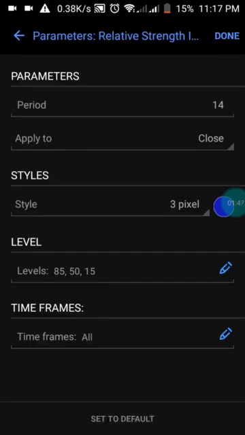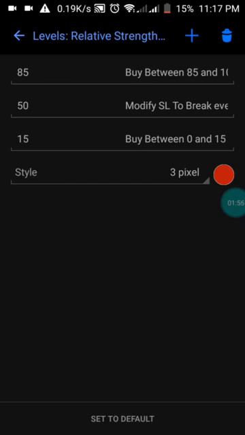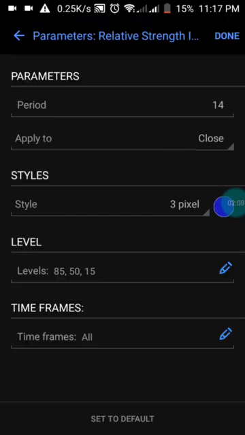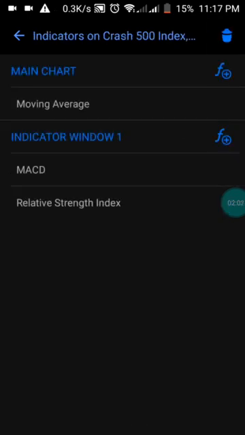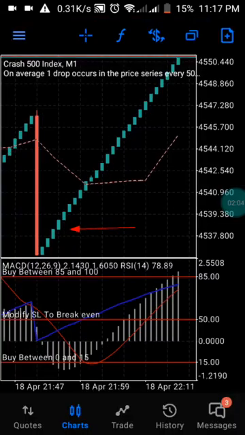Then you have your Relative Strength Index. We have the period of 14, apply to close, and style at 3. And we have our levels at 80, 50, and 15. You see that? Then you press done. Once you do that, you will have the same chart the way I have it here.